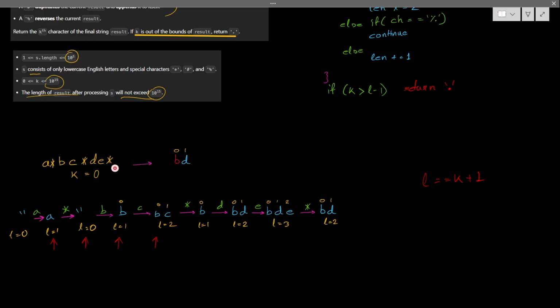It could be 0, it could be 1, it could be 2, anything. Right now I'm checking for the 0th index, and for that I'm backtracking. So what does backtracking mean?